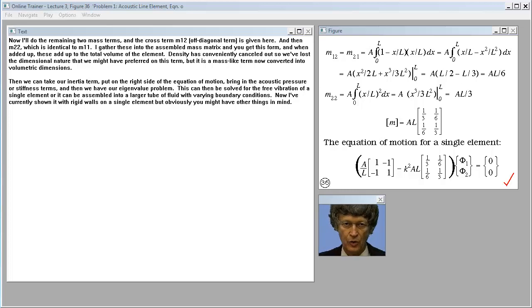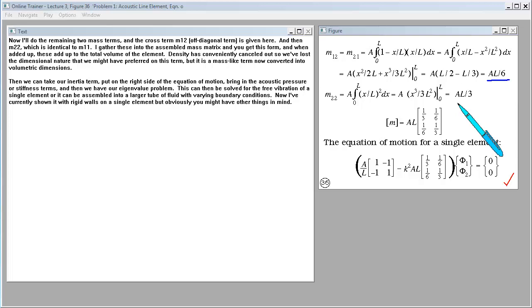Now I'll do the remaining two mass terms, and the cross term M12, the off-diagonal term, is given here, and then M22, which is identical to M11. I gather these into the assembled mass matrix, and you get this form. And when added up, these add up to the total volume of the element. Density has conveniently canceled out, so we've lost the dimensional nature that we might have preferred on this term, but it is a mass-like term now converted into volumetric dimensions.